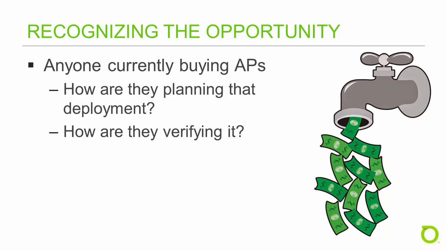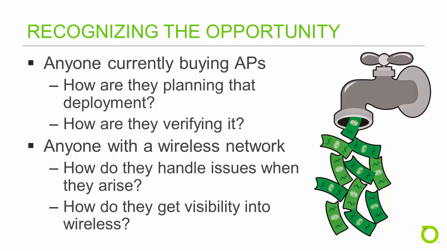If they say they're using an outside source, like an SI, get the name and call on them. If they've got this job, their business may be increasing, and they may need to expand their tool set as well. And as we said, things will always go wrong, so anyone who already has a wireless network is a target. How do they deal with issues when they arise? How do they get visibility into their wireless? Find out what they're doing for troubleshooting, and show the value of having good tools.